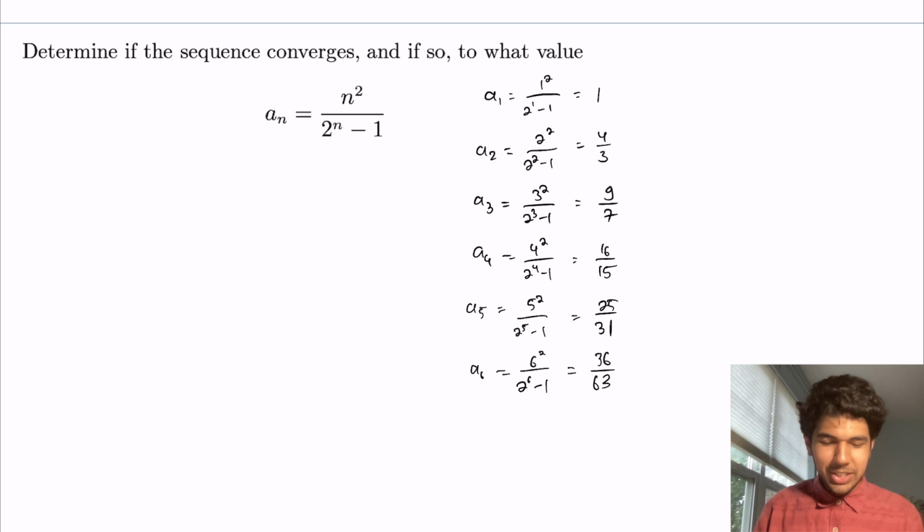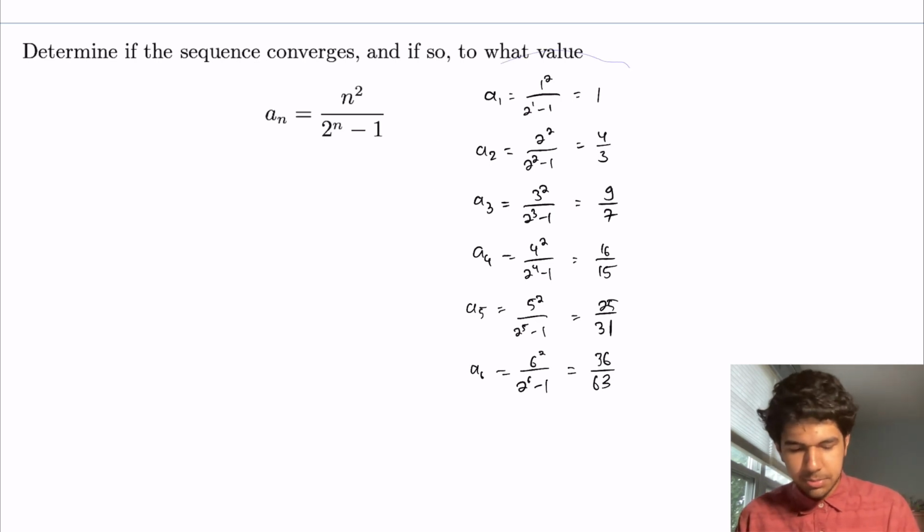Okay, so can we conclude anything here? Let's look at the general trajectory of the numbers. So we go from 1 to 4/3, which is an increase. 4/3 to 9/7 is a slight decrease. 9/7 to 16/15 is a slight decrease, but 16/15 is still greater than 1. From 16 over 15, we go to 25 over 31, which is a decrease. 25 over 31 to 36 over 63 is also a decrease. So we're getting smaller and smaller, which is perhaps a good sign for sequence convergence, but let's take a look at this and actually compute it mathematically.